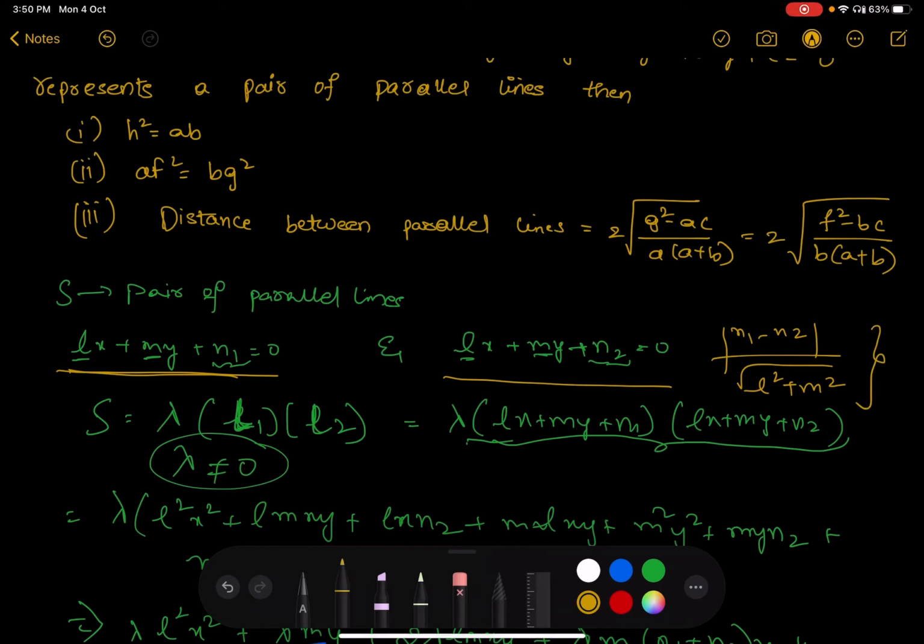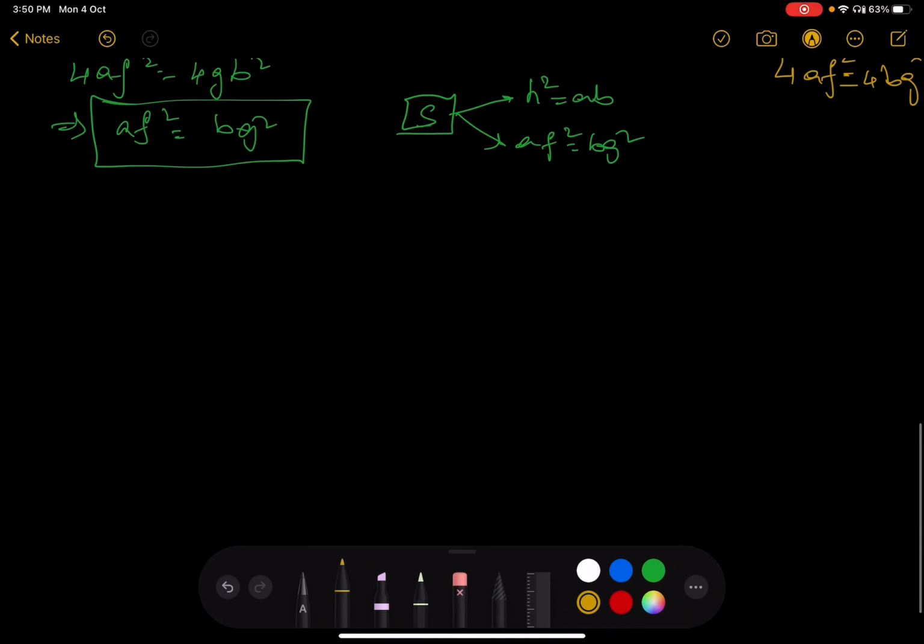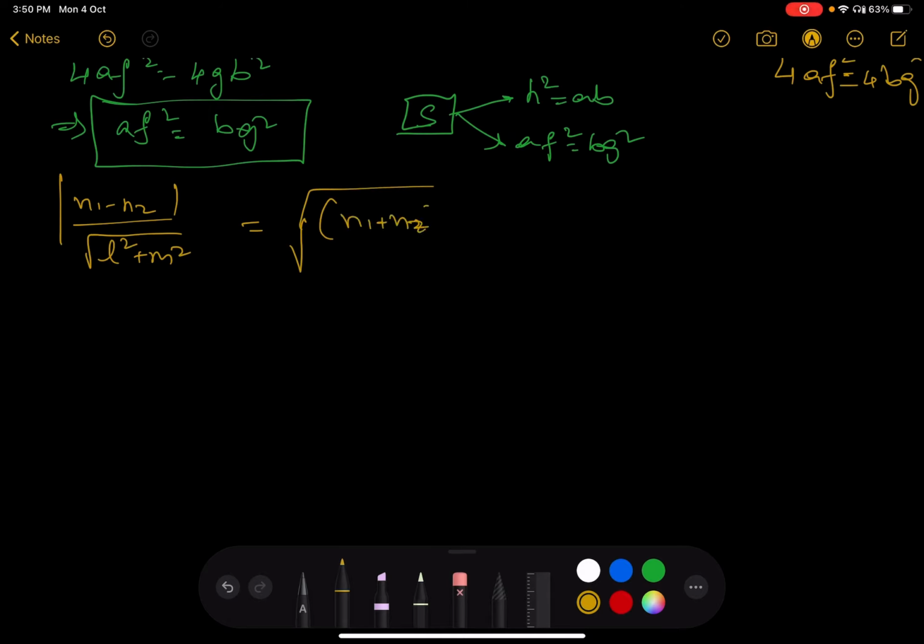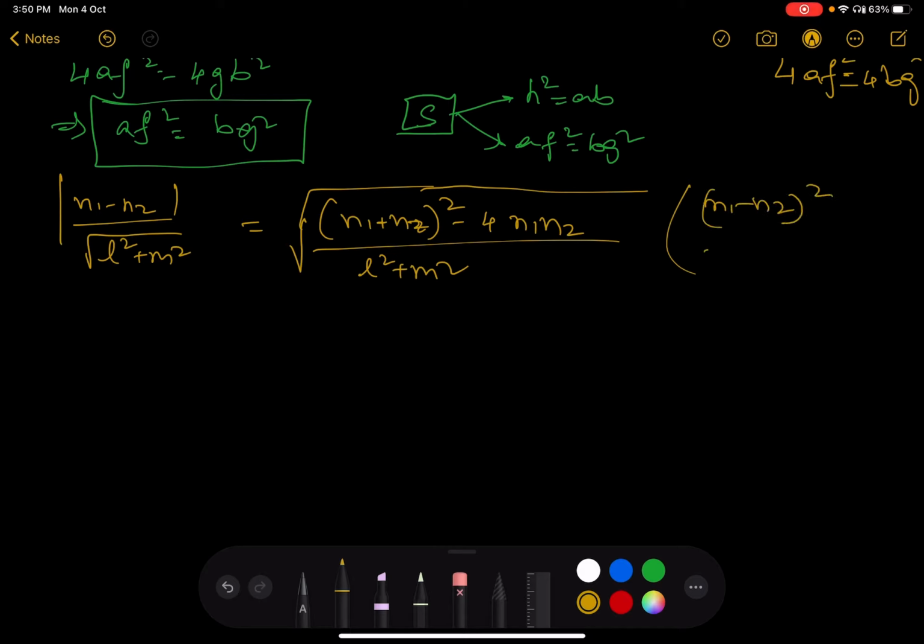So this is the distance between the parallel lines. So modulus of n1 minus n2 is the difference between the constant terms of these lines, and the square root of l square plus m square, which is the coefficient of x and y in our lines. So the distance between parallel lines is modulus of n1 minus n2 by under root of l square plus m square. So this can be written as square root of (n1 plus n2) whole square minus 4 n1 n2 divided by l square plus m square, because n1 minus n2 whole square is equal to (n1 plus n2) whole square minus 4 n1 n2.